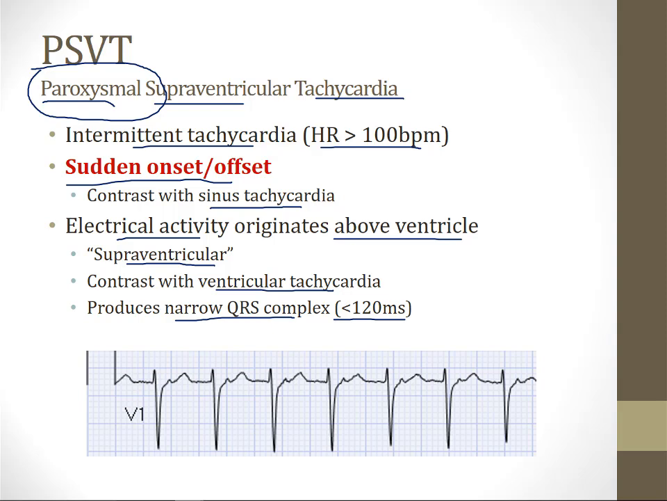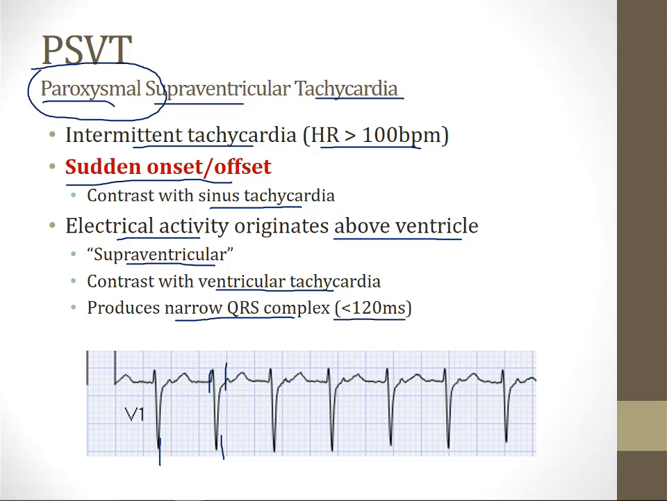So shown on the screen here is an example of what a PSVT looks like on ECG. You can see that the QRS complexes are close together. The heart rate in this tracing is about 150 beats per minute or so. You can see that the QRS complexes are narrow. They are less than 120 milliseconds. Therefore, this is a narrow complex tachycardia, and if this were to occur suddenly in a patient, we would then call it a PSVT.